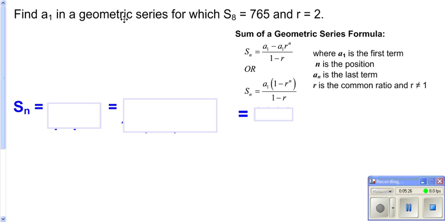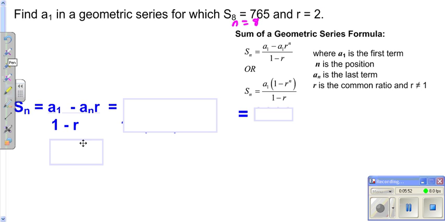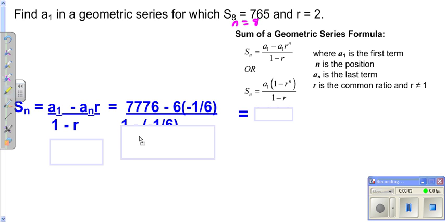Here, you're asked to find your first term. But you know the sum of the first 8 terms is this, and you know r. Well, the sum of the first 8 terms, your subscript is 8, so that means n is 8. So which formula deals with your s, your n, your r, and your first term? Well, that would be this one here. So we're going to go ahead and plug in this information.